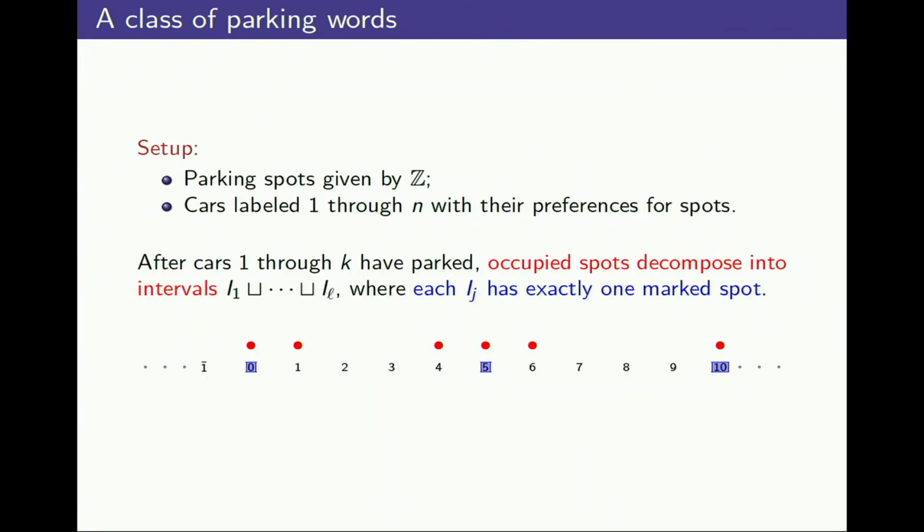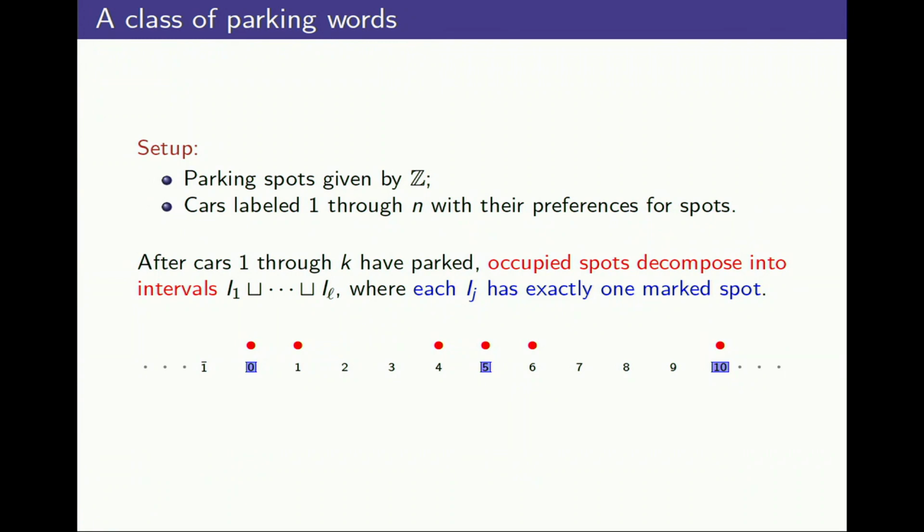Okay, so let me tell you how to compute these A sub w. There's going to be a parking function flavored thing going on here, and then I can explain why it shows up. Okay. So here's my setup. There's going to be parking spots labeled by the integers. And there's going to be n cars, each having a preferred parking spot.